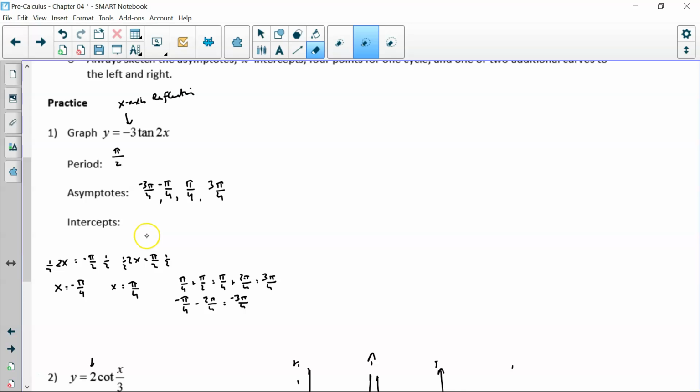Our intercepts are between the asymptotes. Now, if we have negative pi over 4 plus pi over 4, and divide that by 2, we get 0 over 2, which is 0. So our intercepts are actually a little bit easier. We have 0, and if we add a pi over 2, we're at pi over 2. Then we add another pi over 2, we're at 3 pi over 2. Subtract, we're at negative pi over 2, and that's where those intercepts are. They're pi over 2 apart as well.